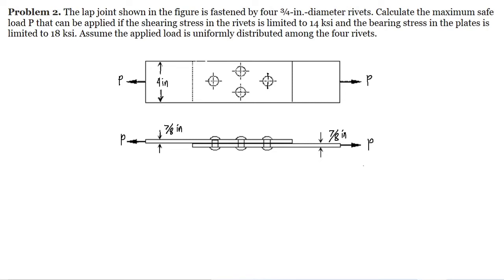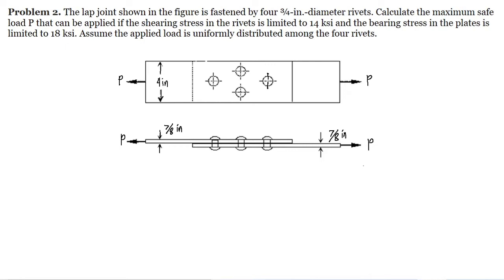Problem number 2, the lap joint shown in the figure is fastened by 4 3/4 inch diameter rivets. Calculate the maximum safe load P that can be applied if the shearing stress in the rivets is limited to 14 ksi and the bearing stress in the plates is limited to 18 ksi. Assume the applied load is uniformly distributed among the 4 rivets.